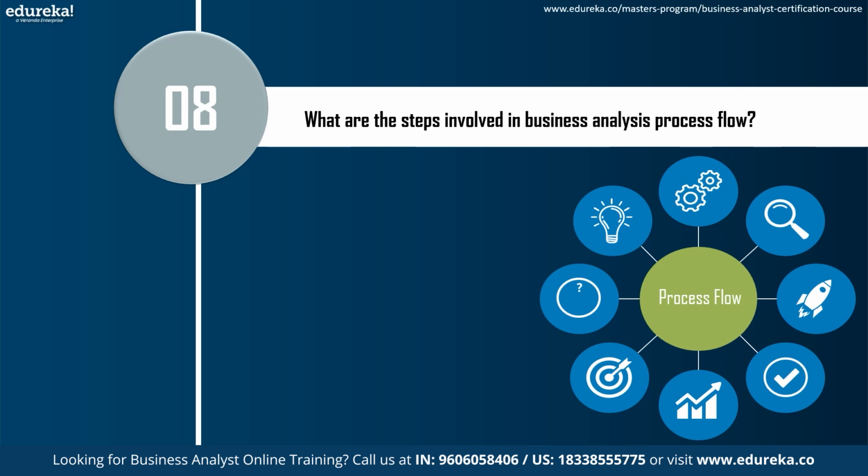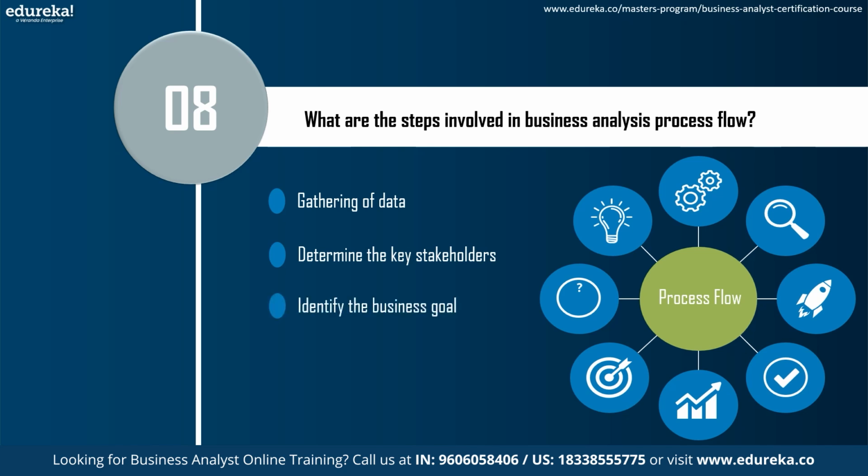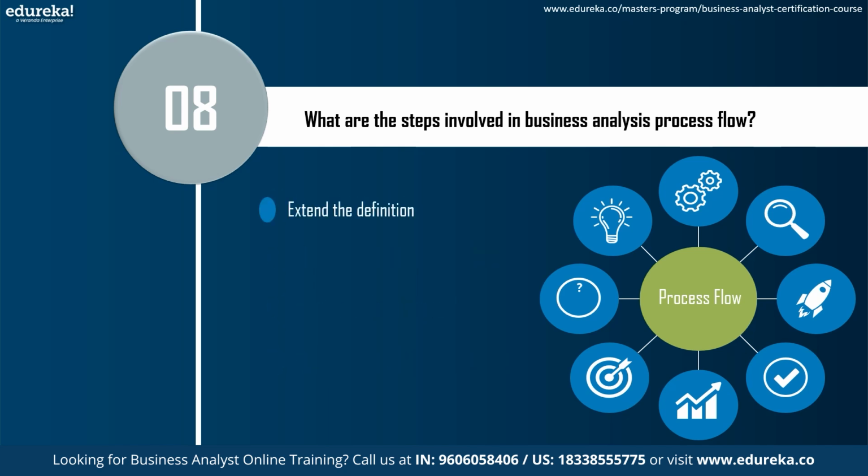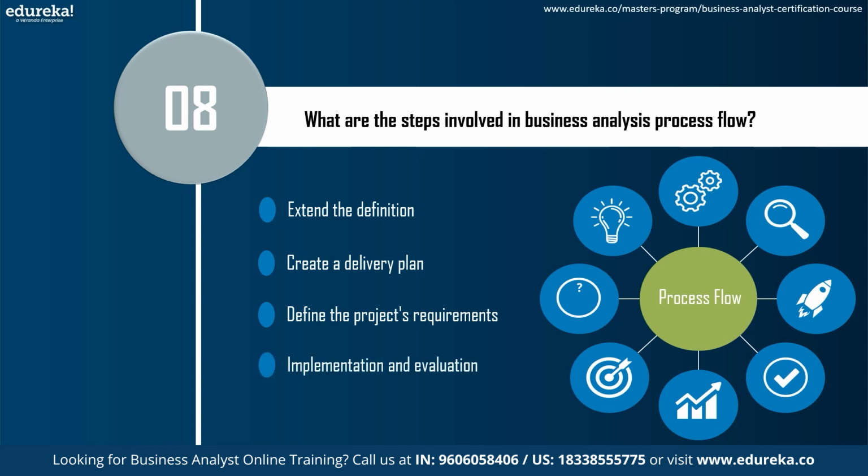Here are a few steps involved in the business analysis process flow: gathering of data, determine the key stakeholders, identify the business goals, evaluate the available alternatives, extend the definition, create a delivery plan, define the project's requirements, implementation and evaluation.